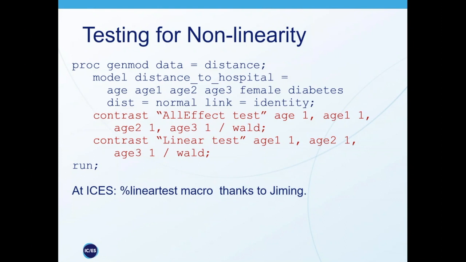I know that some of the people listening are at ICES, either here at ICES Central or at one of the satellite sites, and you have access to the linear test macro, which was written by Jiming Fang. So all of this work is done for you. You just use the macro, tell it what kind of model you want. Is it survival? Is it logistic? Is it ordinary least squares? Is it Poisson? And it will do all of these tests for you. The rest of you will have to do a bit more work, but it's really not bad. Trust me.